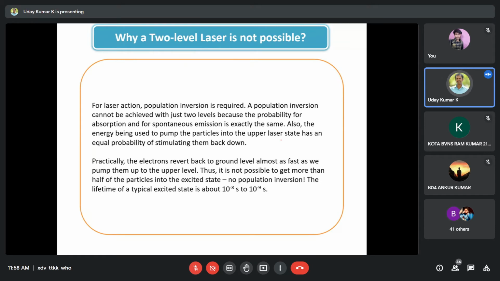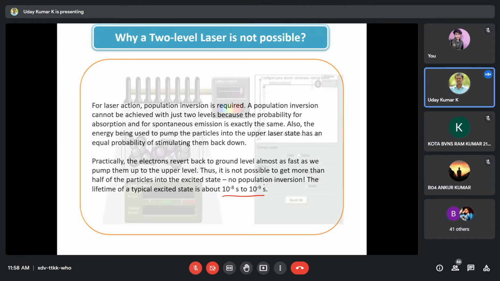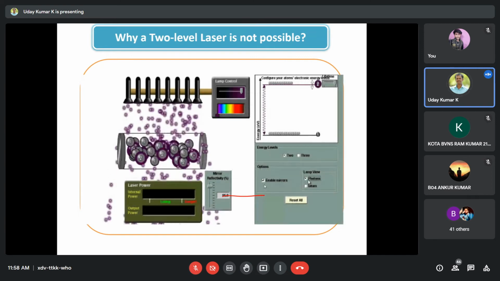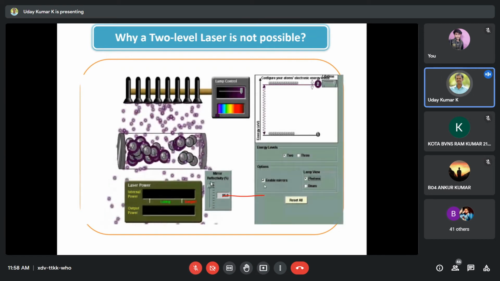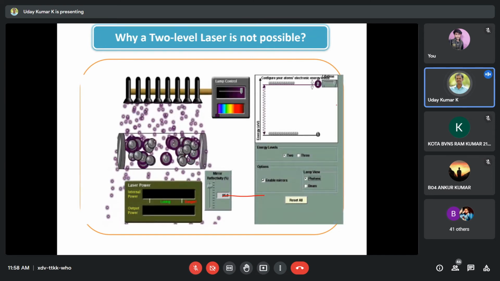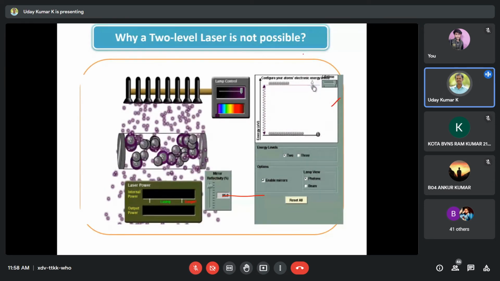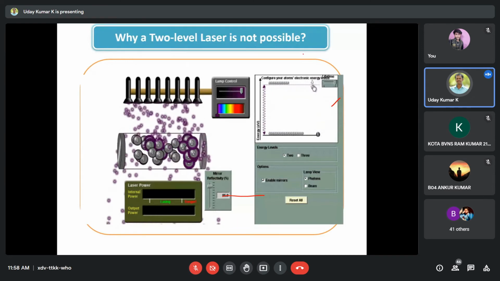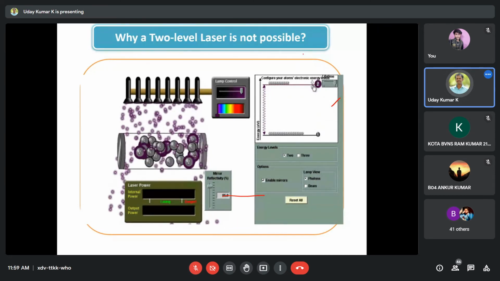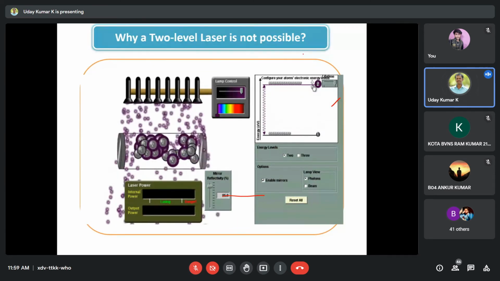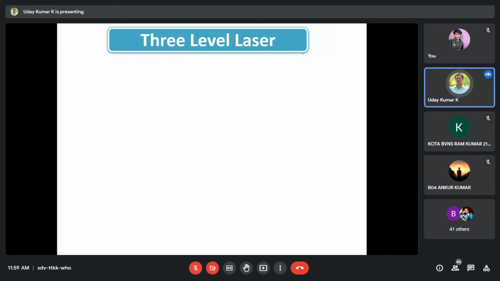And remember, the lifetime of a typical excited state is 10 to the power of minus 8 seconds to 10 to the power of minus 9 seconds. I hope you got the two-level lasers, whatever I'm talking about. So this is basically two-level lasers. In the energy level diagram, at no point of time can this E2 be higher than the E1. At most you can only do 50%. That's all.